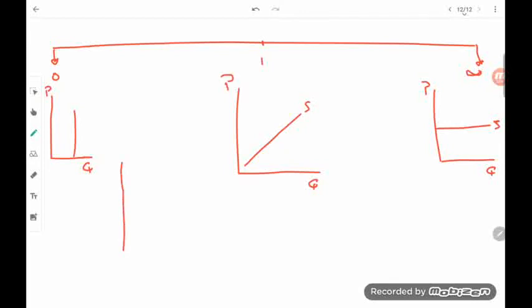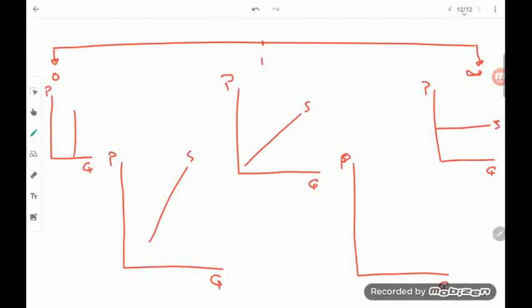In case of inelastic supply, and finally in case of elastic supply, okay, let's explain it in detail, case by case. Number 1, perfectly inelastic.